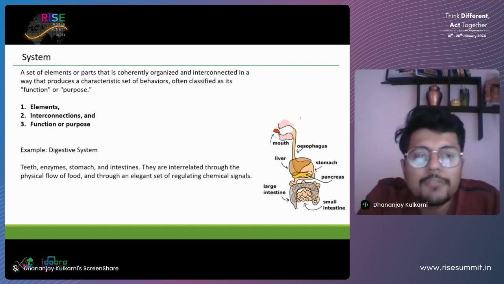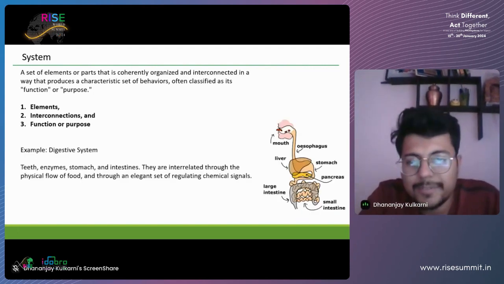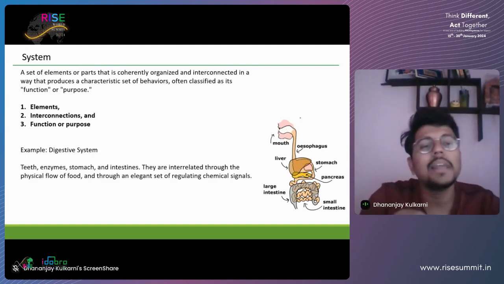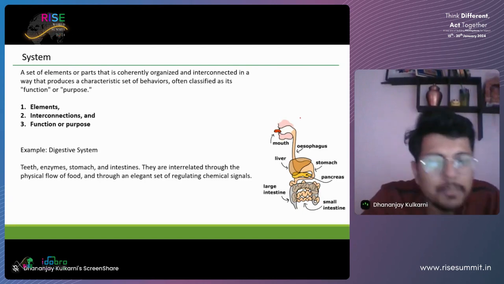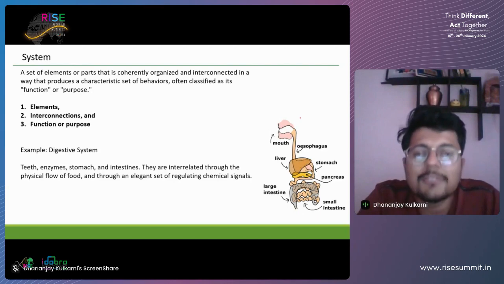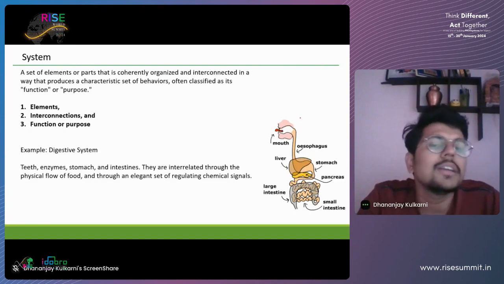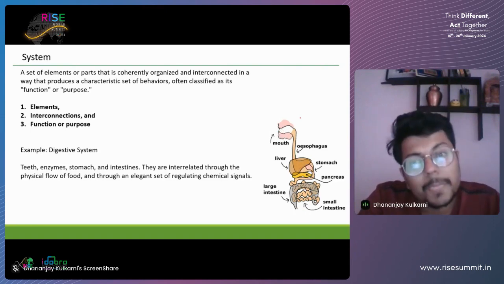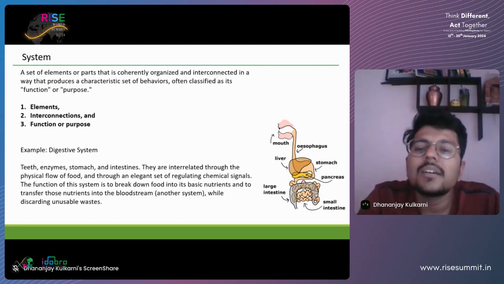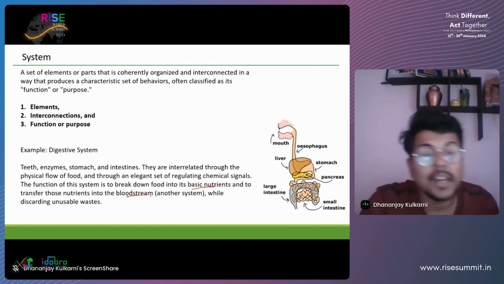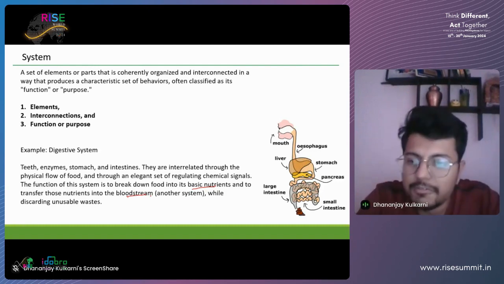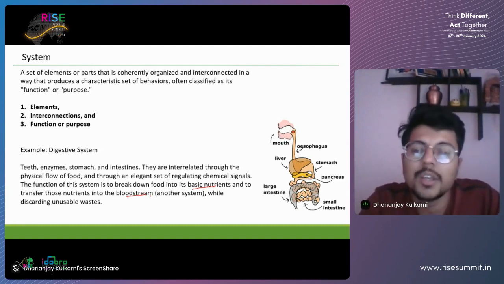For example, take the digestive system, as you can see on the screen. There are multiple elements, maybe teeth, enzymes, stomach, or intestines. These are multiple elements or organs that we have. They are interrelated through a physical flow of food and through a set of regulating chemical signals. But they have a function, right? And what is the function? It is to break down the food into its basic nutrients and to transfer those nutrients into the bloodstream, while discarding unusable waste.